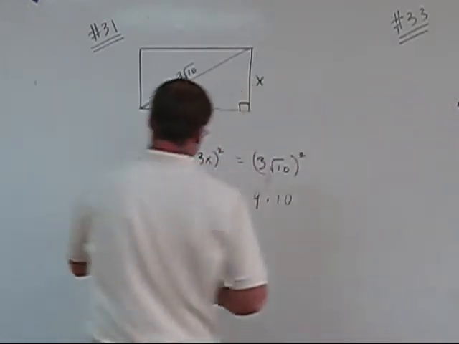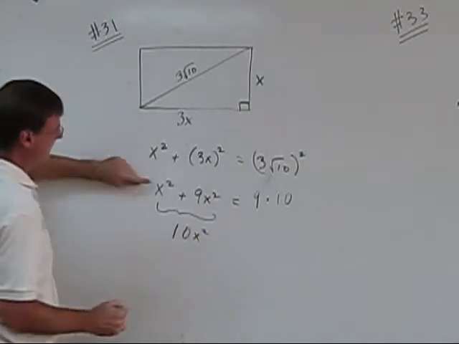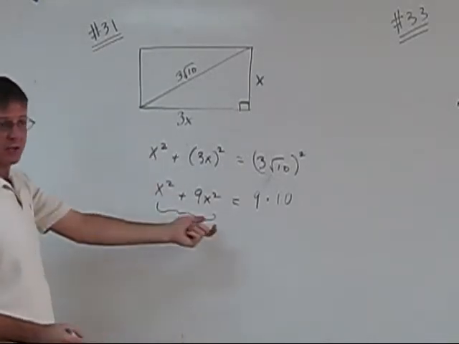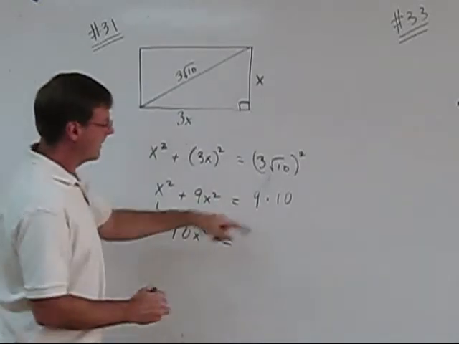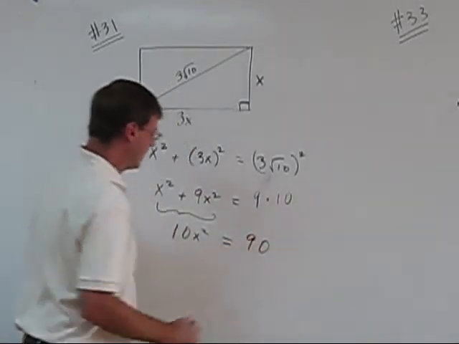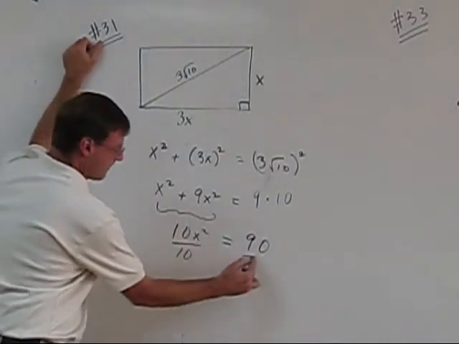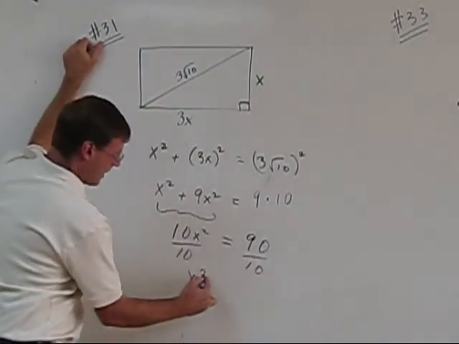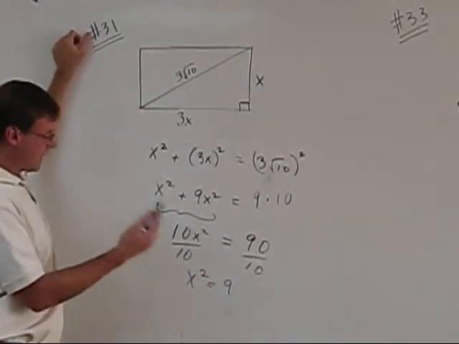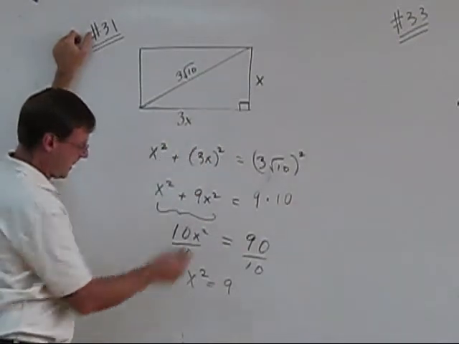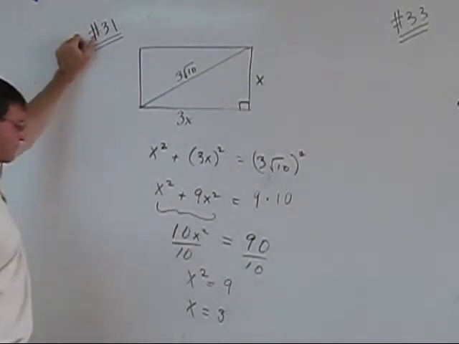Okay, so on this side here, I have 10x squared. I had x squared, and then I had 9 more x squared. To put them together, I have 10 total. And then on the right side, I have 90. Now we need to solve for x. Let's divide by 10. x squared equals 9. Now I take the square root, and we only want the positive square root because we're dealing with the length of a rectangle, so x equals 3.